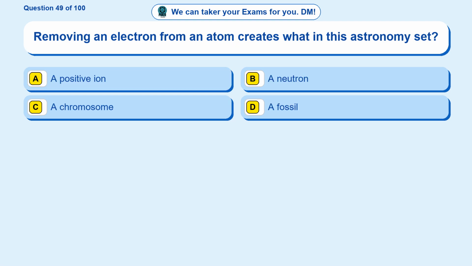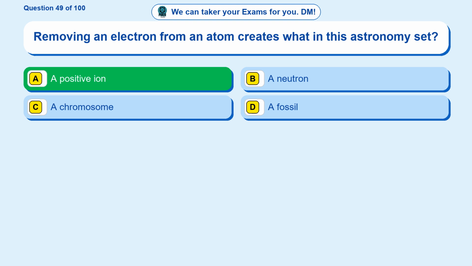Question 49. Removing an electron from an atom creates what in this astronomy set? Option A. A positive ion. Option B. A neutron. Option C. A chromosome. Option D. A fossil. The correct answer is option A.